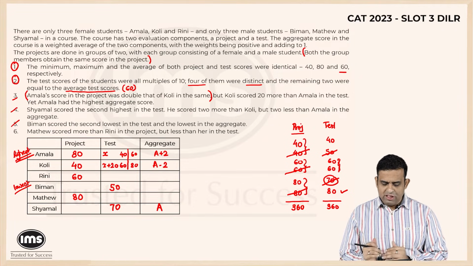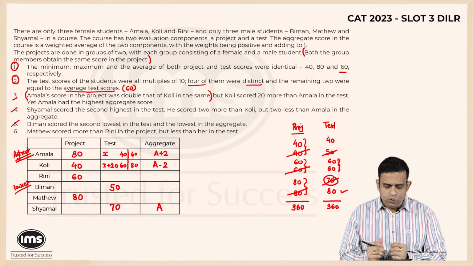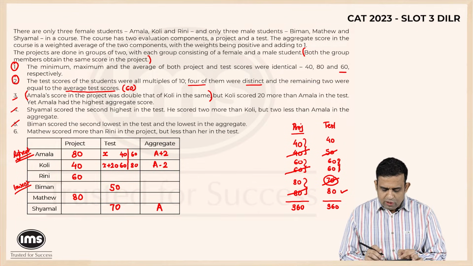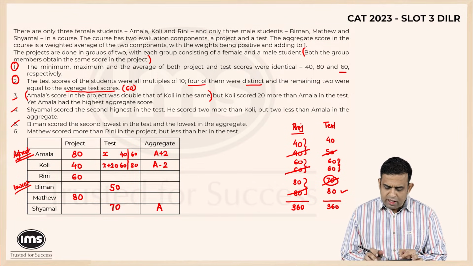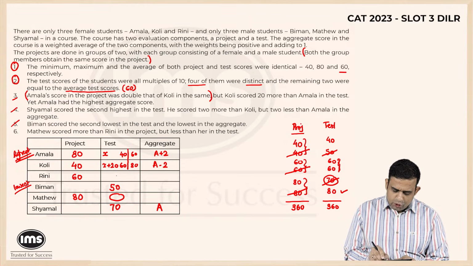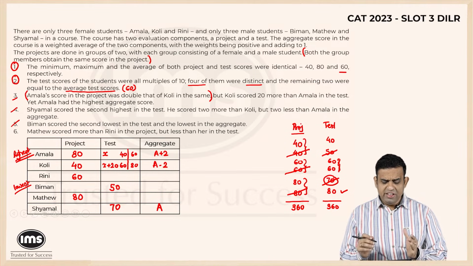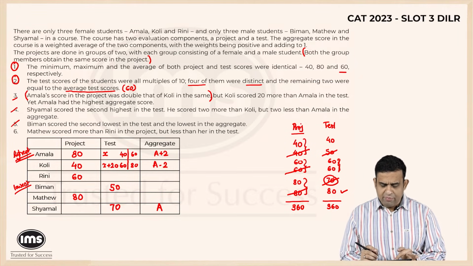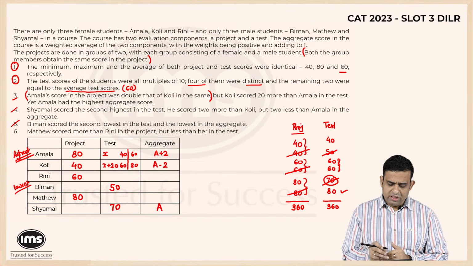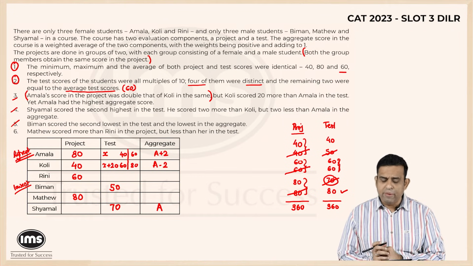So right now at this particular point, we can say that Biman and Shamlal are going to get 40 and 60 in some order, which we don't know. But we also know something about Matthew, that Matthew has got less than her in the test. So whatever score is over here, it is going to be less than Rini over here. Now, if I look at Amla and Matthew, they have got the same score in the project, which means that one of the teams is definitely going to be Amla and Matthew.